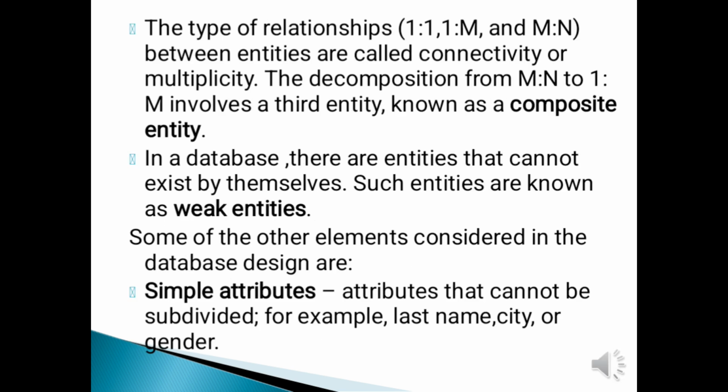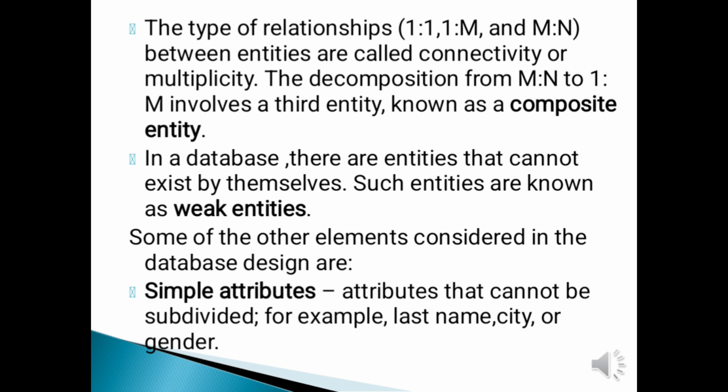The type of relationship 1 is to 1, 1 is to m, and m is to n between entities are called connectivity or multiplicity. The decomposition from m is to n to 1 is to m involves a third entity known as a composite entity. In a database, there are entities that cannot exist by themselves. Such entities are known as a weak entity.